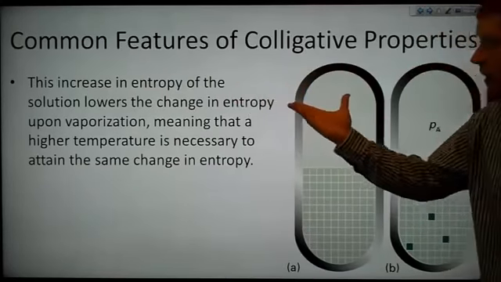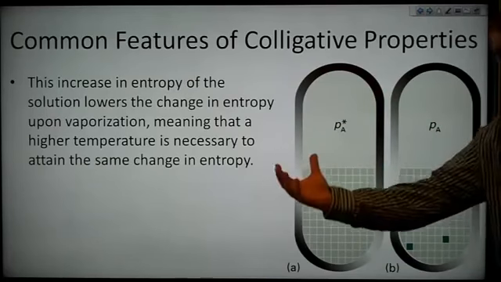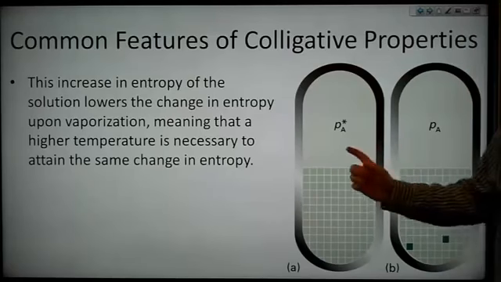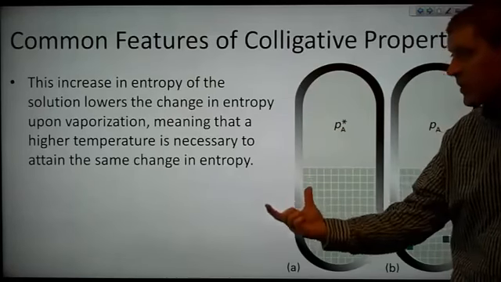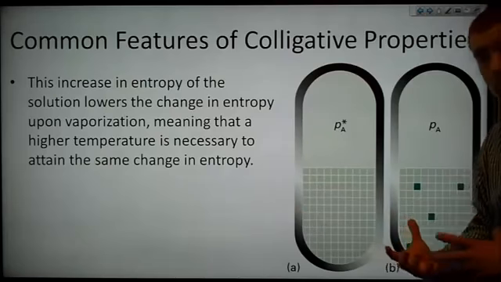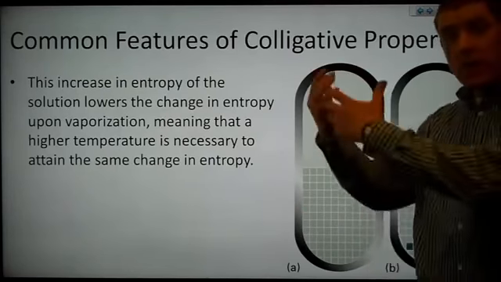So this increasing entropy of our solution lowers the change in entropy upon vaporization, going from the liquid to the vapor phase. And this means that a higher temperature is necessary to get the same change in entropy. A higher temperature is needed to get the same vapor pressure. So we have to increase the boiling point.